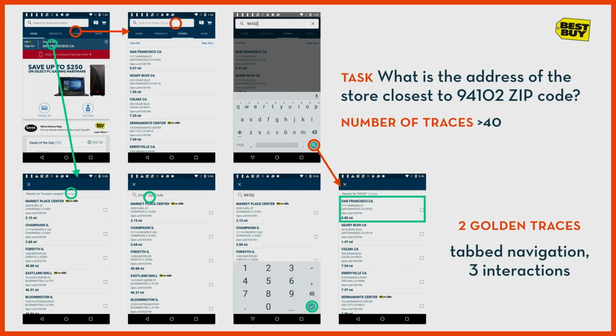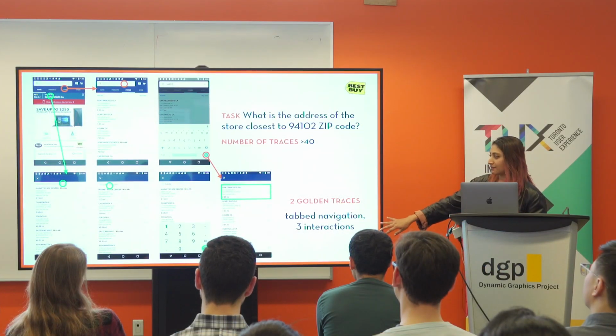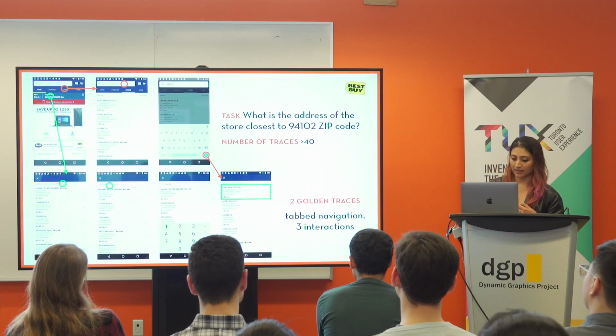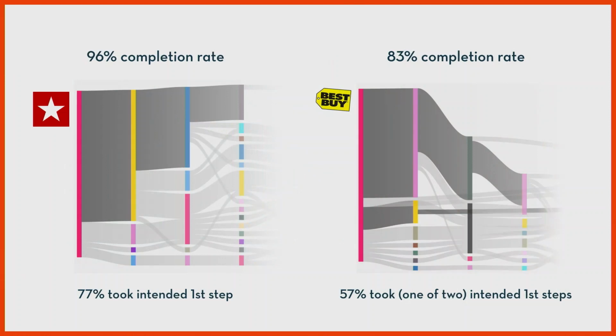And in the Best Buy app, there are actually 2 ways you can do this task. There's a tab navigation way, and then there's also the search way you can do it. And the shortest path only involves 3 interactions. And so it was interesting. A priori, given that this was fewer interactions and it was tab navigation, we thought that Best Buy would perform better. But interestingly, more people were able to complete the task in the Macy's app.